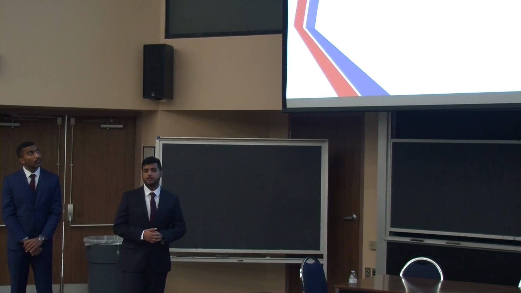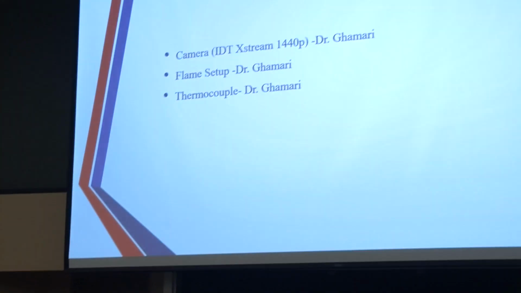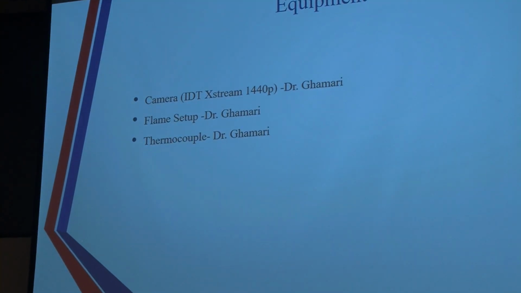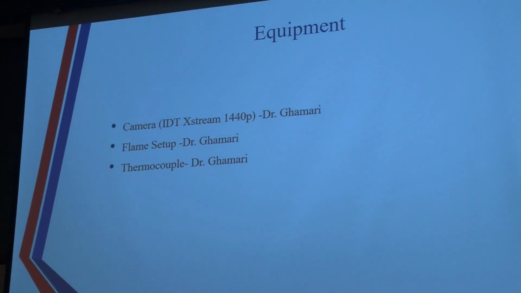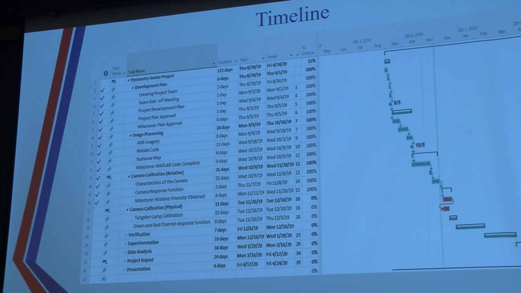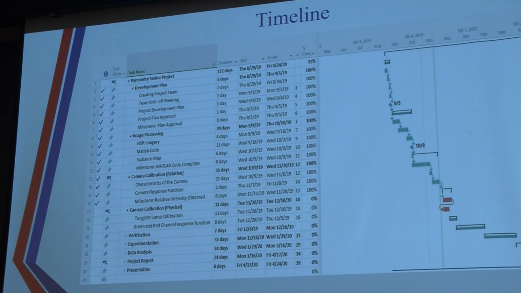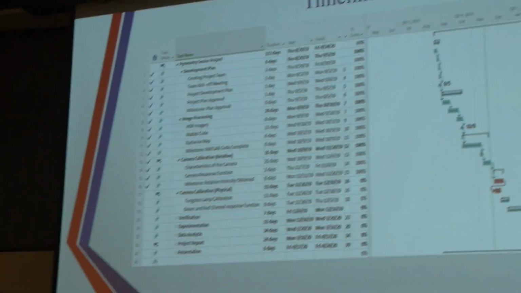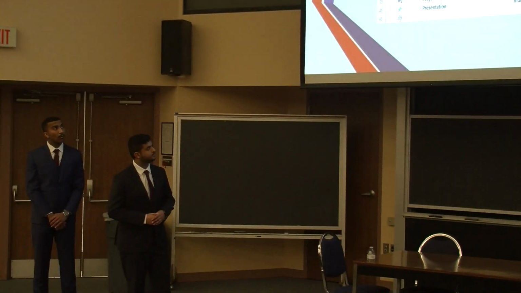Here is the equipment that is going to be offered by Dr. Ghamari, which is the camera, flame setup, and thermocouple. And for our Gantt chart, we have accomplished the development plan and image processing and camera calibration. We will order the tungsten lamp by next week, and we will be ready to start doing our experiment.